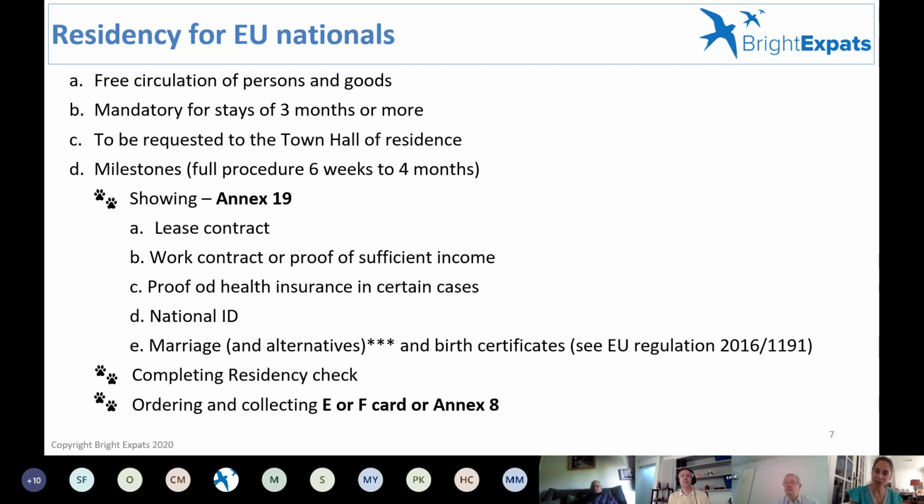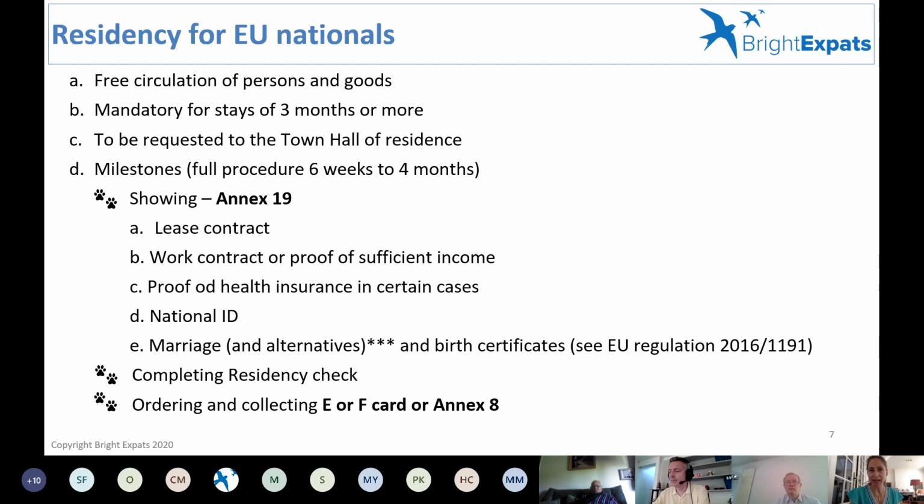residency for EU nationals and for non-EU nationals. I'm mentioning EU nationals here, but I would like to specify that Swiss and Liechtenstein nationals will have to follow the same track. The first thing I should say is that residency in Belgium and other member states for EU nationals is based on the EU basic principle of the free movement of persons and goods. It is mandatory to register.